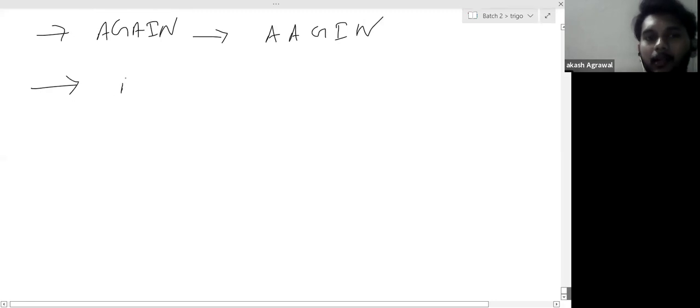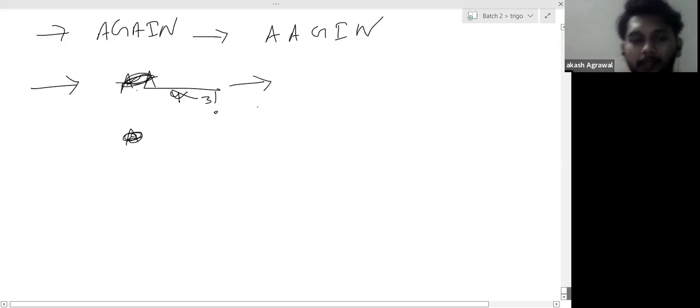So from A, how many letters will be there? How many words will be there? 4 factorial. But we want A, right? So we'll not be counting this. After A, what will come? A. How many letters remain? 3. So 3 factorial. Do you remember how we solve this? Try to solve it by yourself first. Shafullah, do you remember how we solve this dictionary problem?